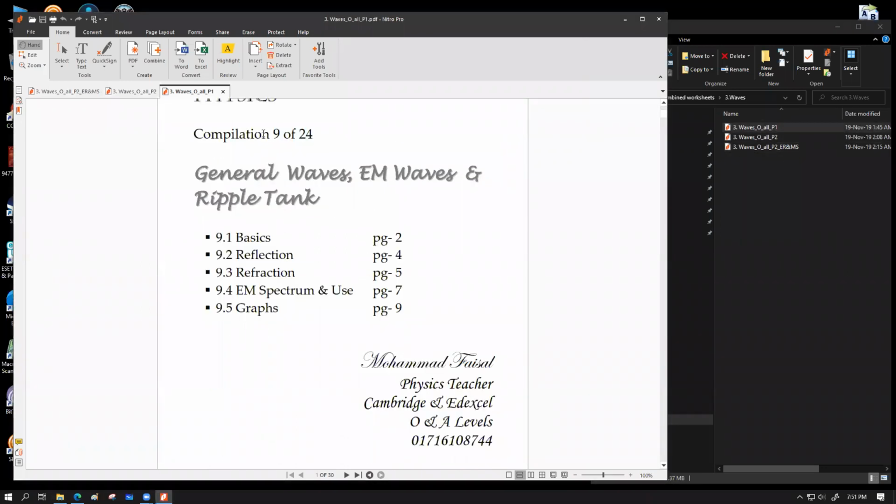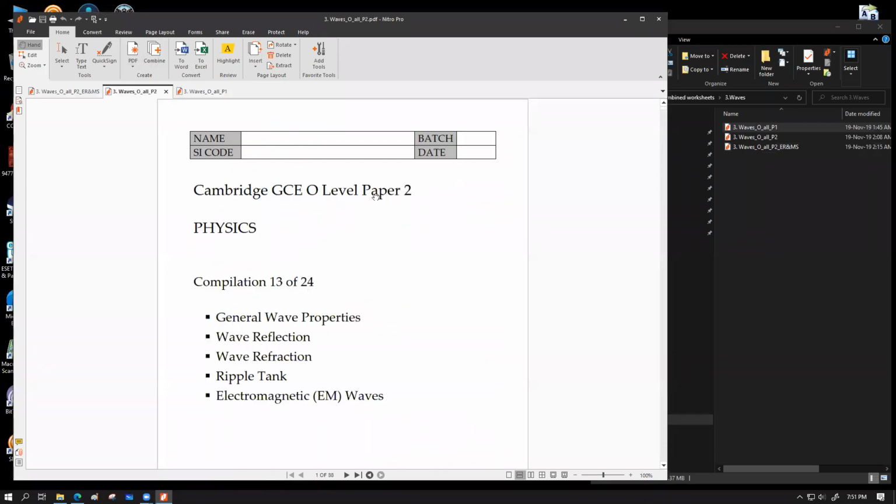Okay. Now I have opened up all three PDFs: paper one, paper two, and the paper two examination report and mark scheme. All of them we have open. So we'll dive right into paper two, which we are going to try and solve today for the problems that the kids have.